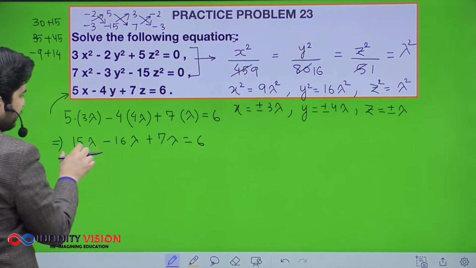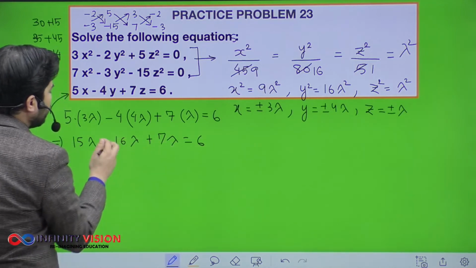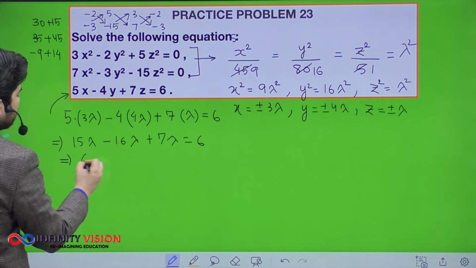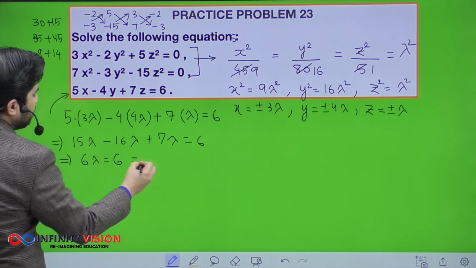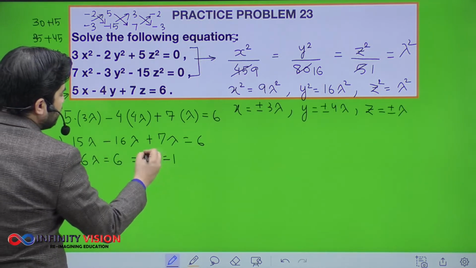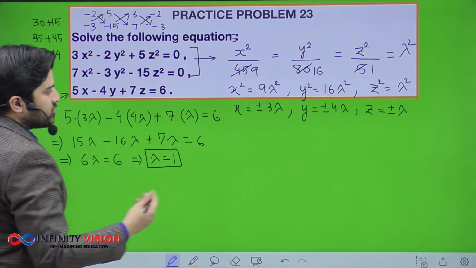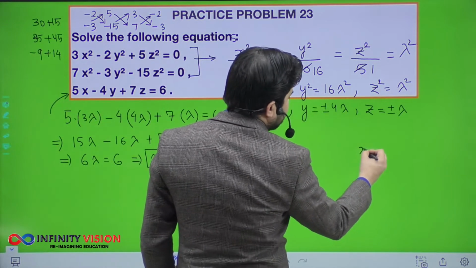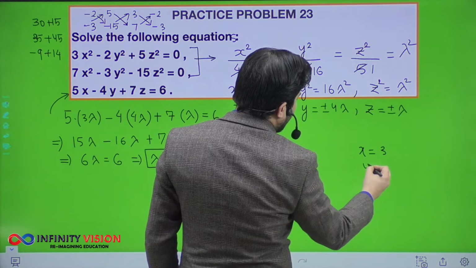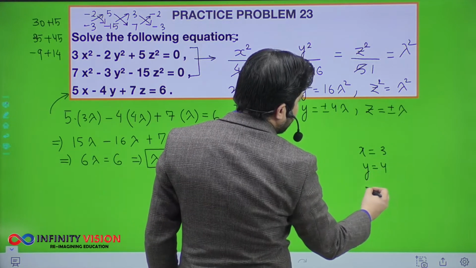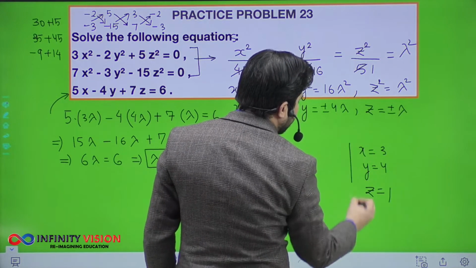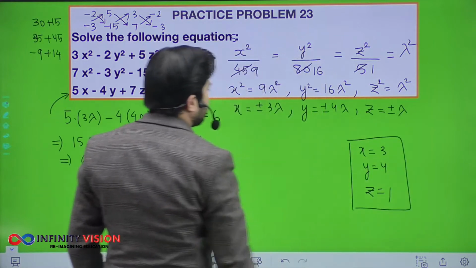From this, I can say this is nothing but 15 lambda minus 16 lambda plus 7 lambda equals to 6. 15 plus 7 is 22. 22 minus 16 is 6 lambda. So 6 lambda is equal to 6. So your lambda is nothing but 1. So if I get my lambda as 1, so one solution could be that x is 3, y is 4, and z is 1. This could be my one set of equation solution.